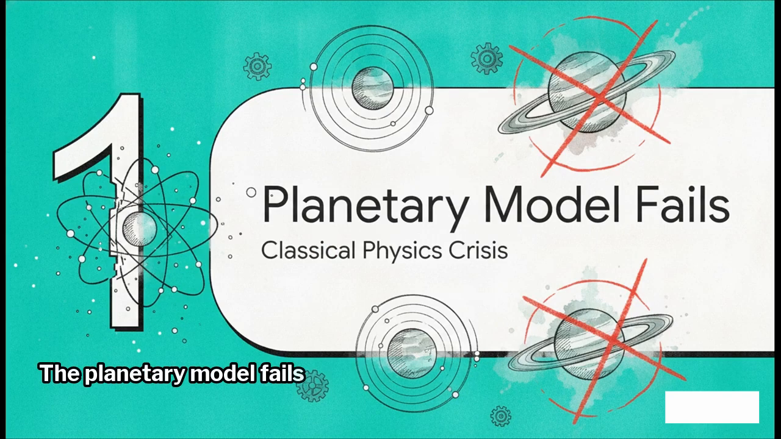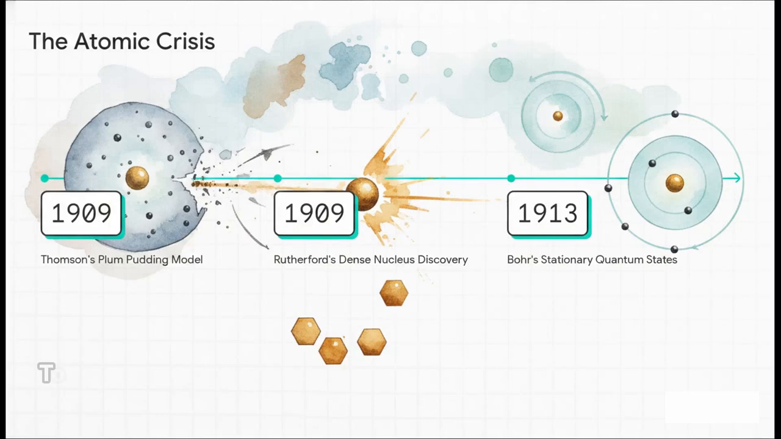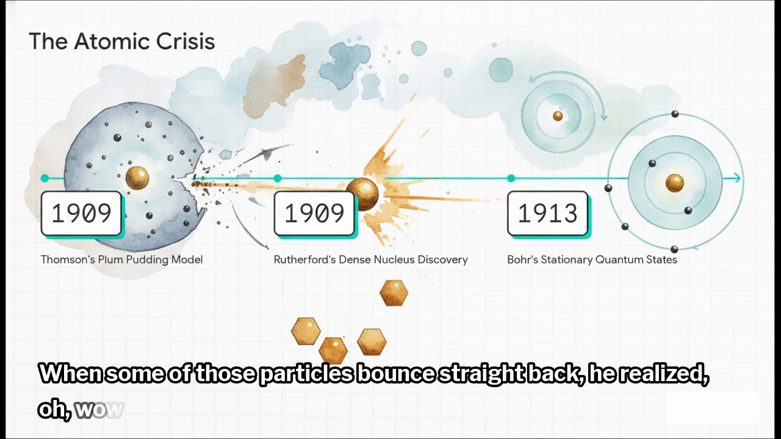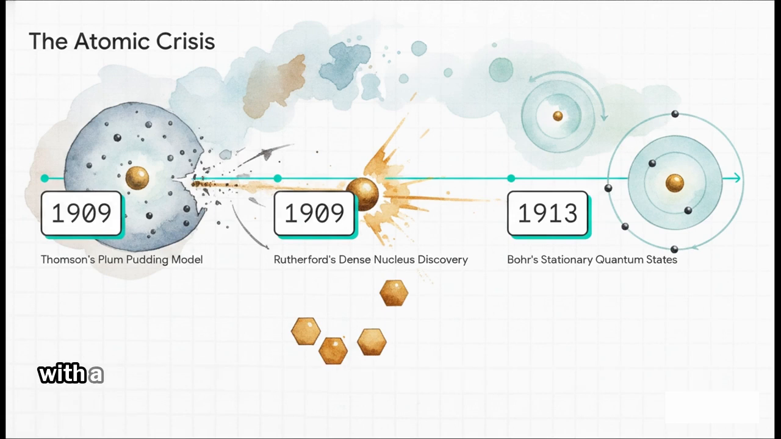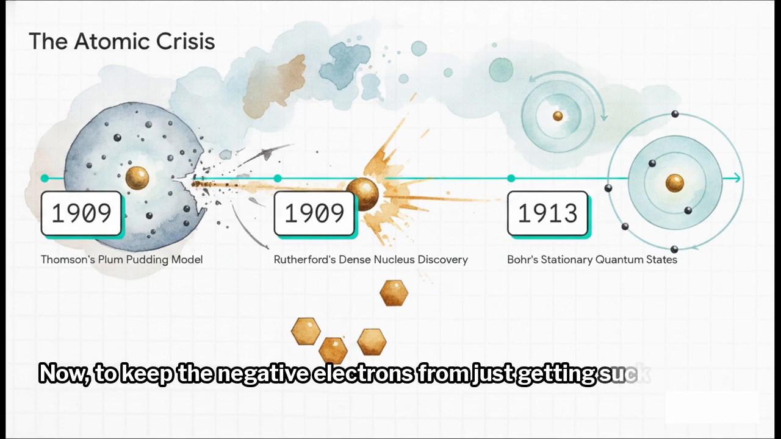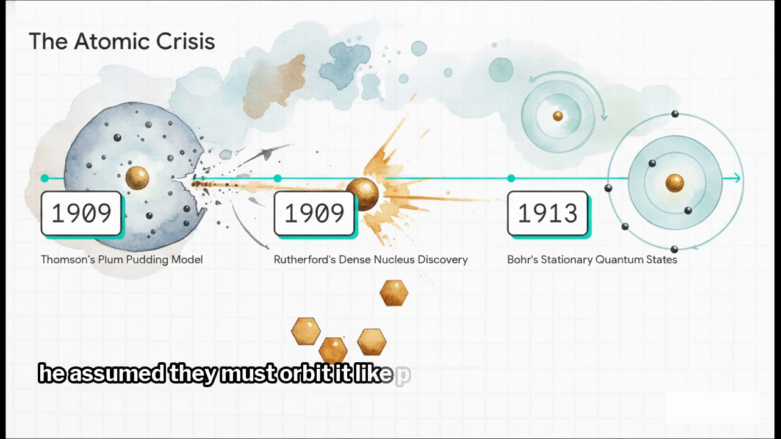The planetary model fails. The classical physics crisis. To understand where we are, we have to trace this incredibly rapid historical shift. Imagine it's 1909. The accepted scientific truth was J.J. Thomson's plum pudding model. Basically, everyone thought the atom was this soft, diffuse blob of positive charge. But then Ernest Rutherford comes along, fires heavy alpha particles at gold foil, and completely shatters that idea. When some of those particles bounce straight back, he realized, oh wow, the atom is almost entirely empty space with a super dense, positively charged nucleus at the center. Now, to keep the negative electrons from just getting sucked into that positive center, he assumed they must orbit it like planets around a sun.